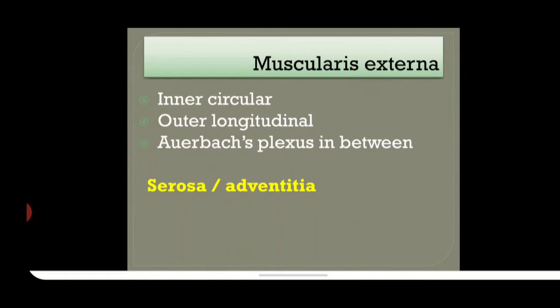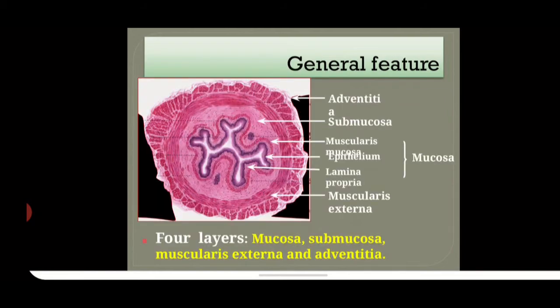Muscularis externa, the smooth muscle layer, is arranged as inner circular and outer longitudinal in the gastrointestinal system. And in between these 2 layers, Auerbach's plexus, the nerve plexus, is situated. And the fourth layer is the serosa or adventitia. Now we will start with the esophagus. So this is the general plan of the GIT: 4 layers: mucosa, submucosa, muscularis externa and adventitia.